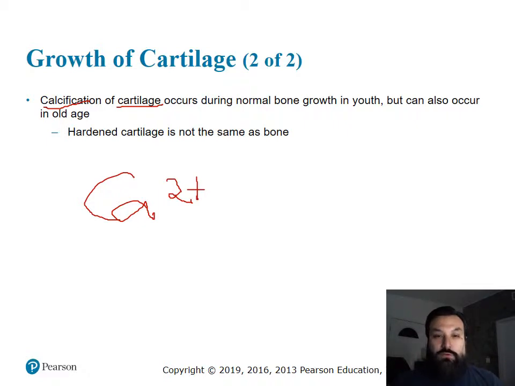I'm using a mouse, so it doesn't really help me out too much here, but we see calcium, abbreviated Ca2+, right? The mineral calcium can be added to cartilage, creating this hardened cartilage, right? And what we want to have is hardened cartilage as we grow older.